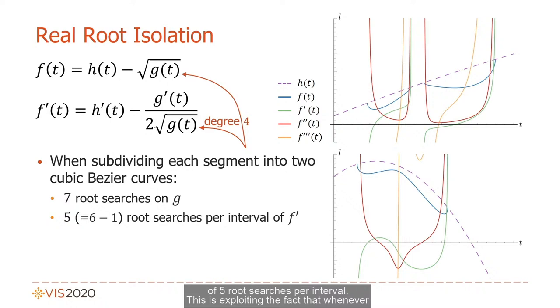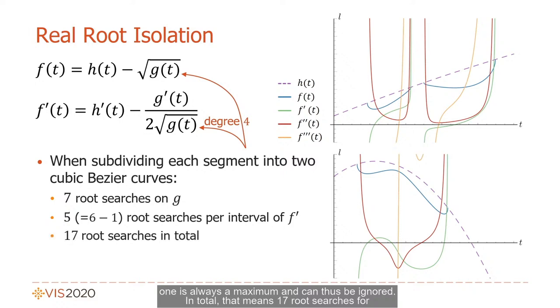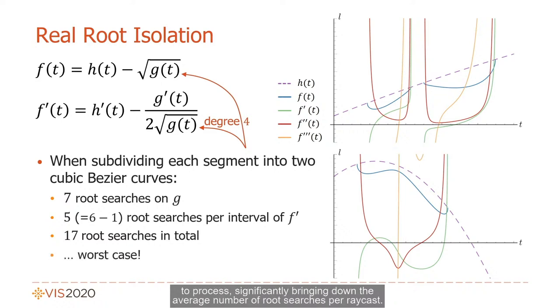This is exploiting the fact that whenever f has 3 extrema inside a real interval, as is depicted to the right here, the middle one is always a maximum and can thus be ignored. In total, that means 17 root searches for a single ray cast in the worst case. Bear in mind though that for most configurations in practice, the ray intersects the tube only once, meaning just one real interval in f to process, significantly bringing down the average number of root searches per ray cast.